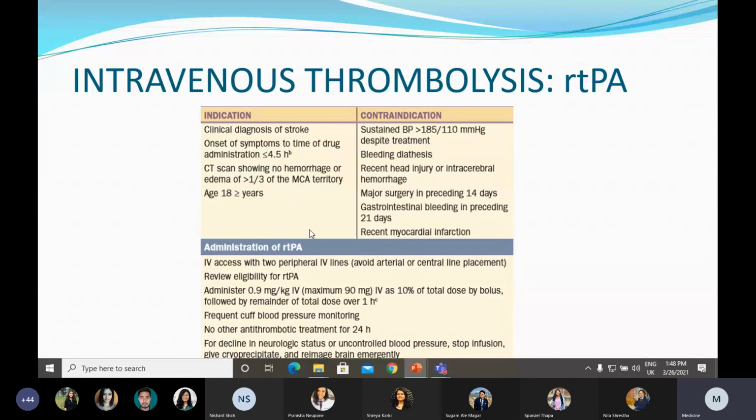Usually intravenous thrombolysis is done for thrombosis of the small vessels. But if the patient has thrombosis in the large vessels, then thrombolysis may not be very helpful, and at that time a patient may have to go for endovascular surgery to remove the thrombus, which is thrombectomy. So this is the last slide.